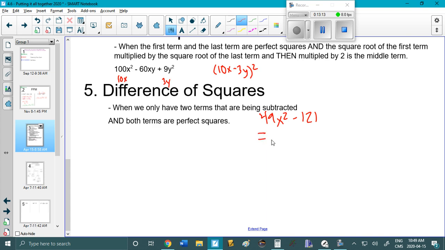They're being subtracted. The square root of 49 is 7. The square root of x squared is x. The square root of 121 is 11. So 7x plus 11, 7x minus 11. And remember, the purpose of the plus and the minus is that when you FOIL it, that middle term will cancel out because they'll both be the same, but one will be positive and one will be negative.